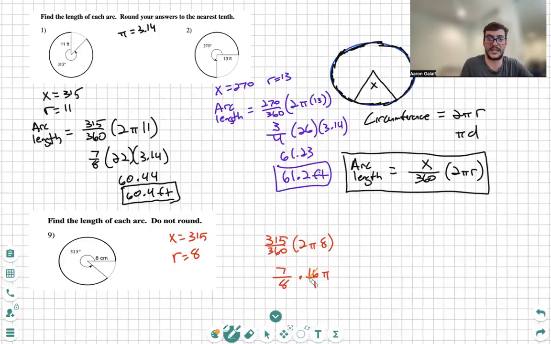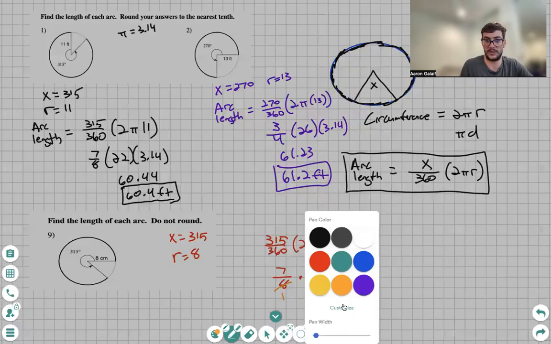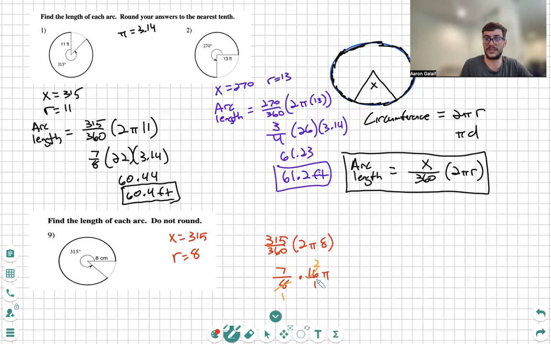The 8 and the 16 will cross cancel because the 8 goes into 16 twice. And we clearly see that 7 times 2 is 14 pi. And that would be my exact answer, well, let's not forget our units. 14 pi feet. That would be our exact answer for finding the arc length in that situation.